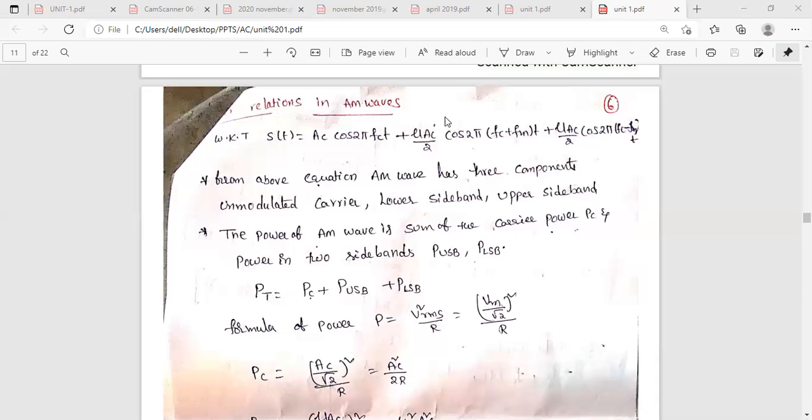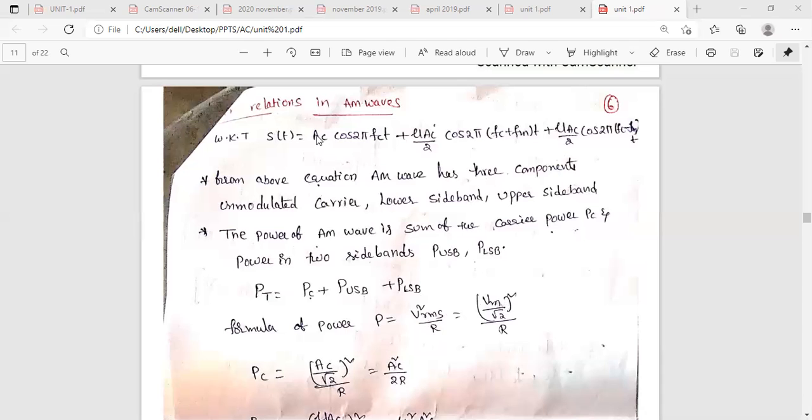From this expression, you may observe the peak voltages and the frequency components which are present in the amplitude modulated wave. So how can we calculate the total power? Total power is nothing but the carrier power plus the upper sideband power plus the lower sideband power. We know the formula for power: P is equal to V squared RMS by R. This RMS value we can convert into peak value, so you can write Vm by root 2, where Vm is the peak voltage.